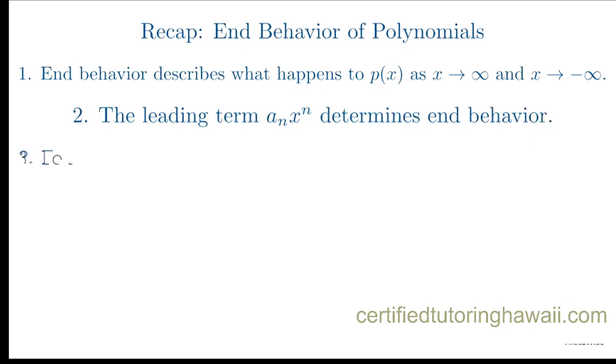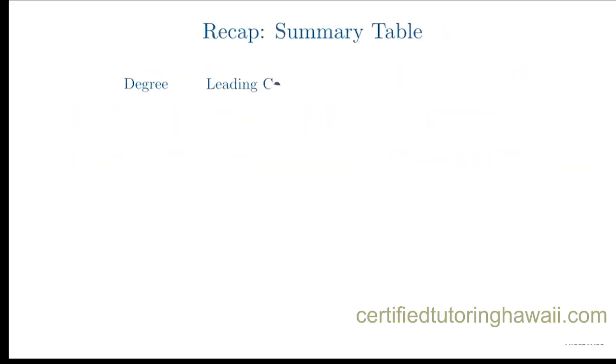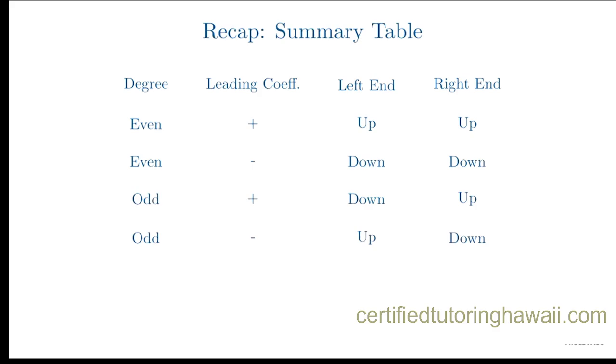Finally, we explored the 4 cases that govern end behavior, based on whether the degree is even or odd, and whether the leading coefficient is positive or negative. We saw that even degrees lead to ends going in the same direction, while odd degrees lead to ends going in opposite directions. By following these simple rules, you can determine the end behavior of any polynomial function.